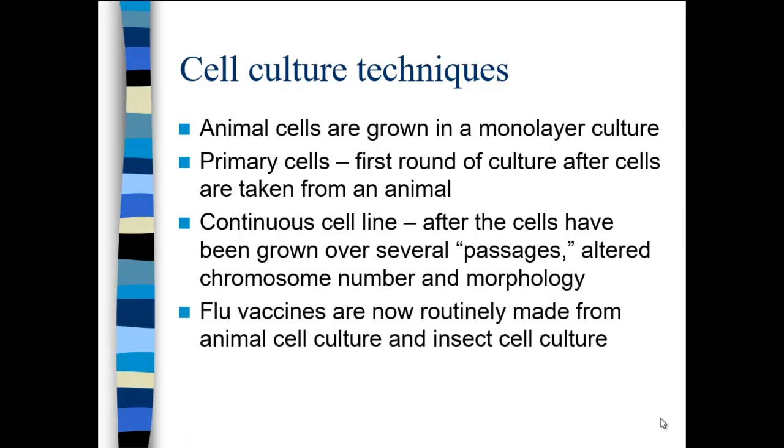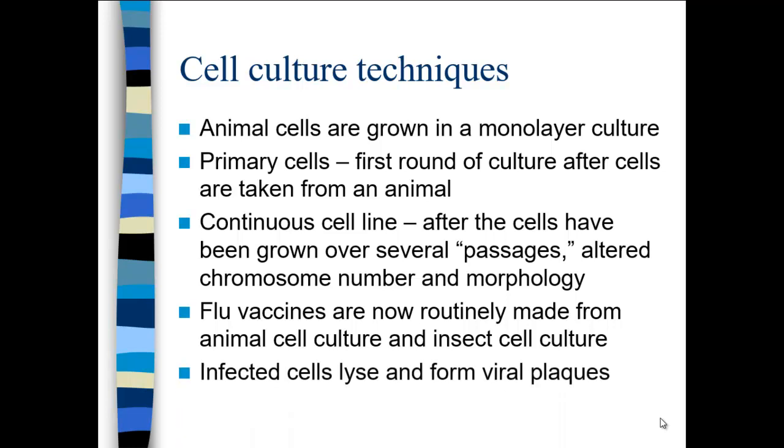But then you can do this over long periods of time. And like flu vaccines are now routinely made from animal cell culture as well as insect cell culture. And the infected cells lyse, and they form these regions of clearing called viral plaques.